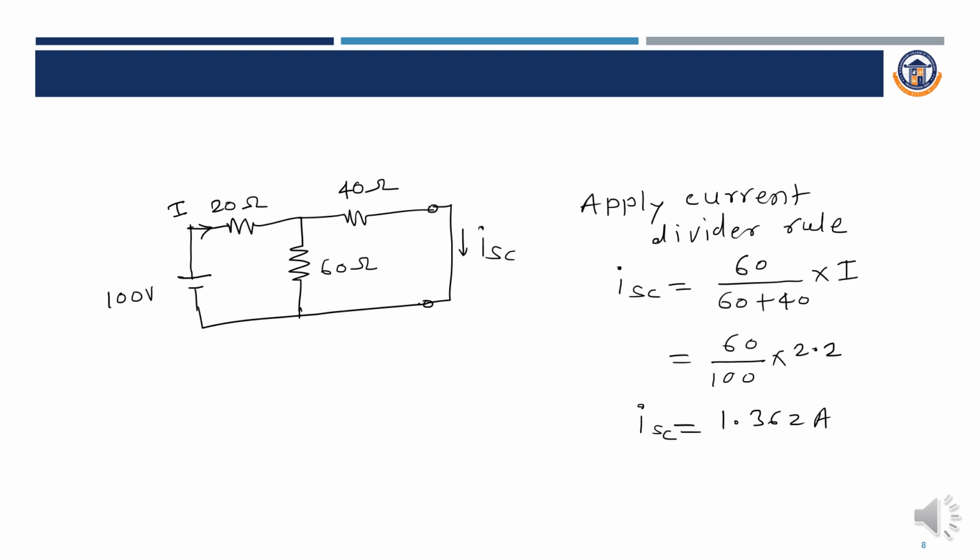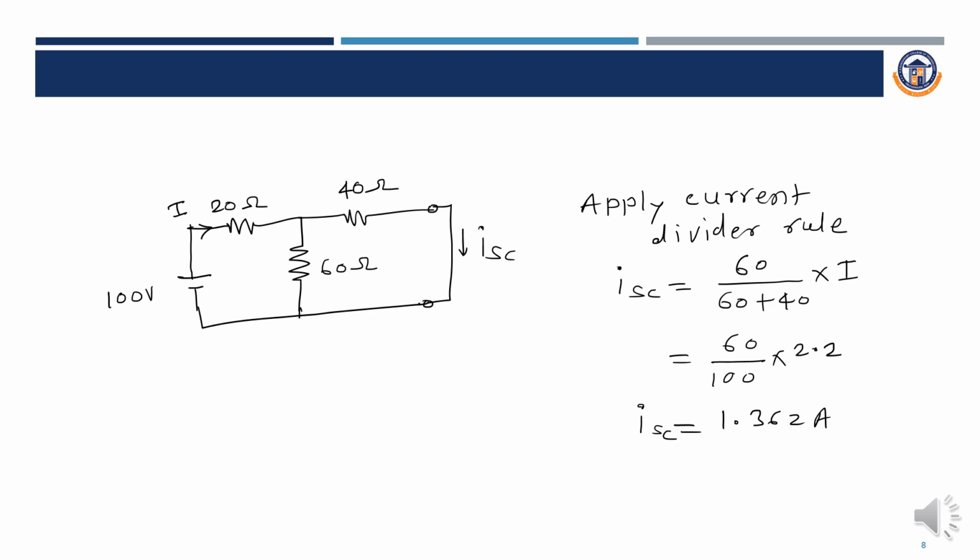We know the current divider theorem or current divider rule, that is across the 40 ohm resistor. So as per the statement, ISC, that is flowing in the 40 ohm resistor, is equal to current source I, which we have already found in the previous step, that is 2.2, into the opposite resistor 60. Here the opposite resistance value is 60 divided by the total resistance 60 plus 40. So 60 by 100 into 2.2. Here 2.2 is a current source, that is the total current flowing in the circuit, which was found in the previous step. By simplifying this, we will find the short circuit current ISC is equal to 1.362 ampere.